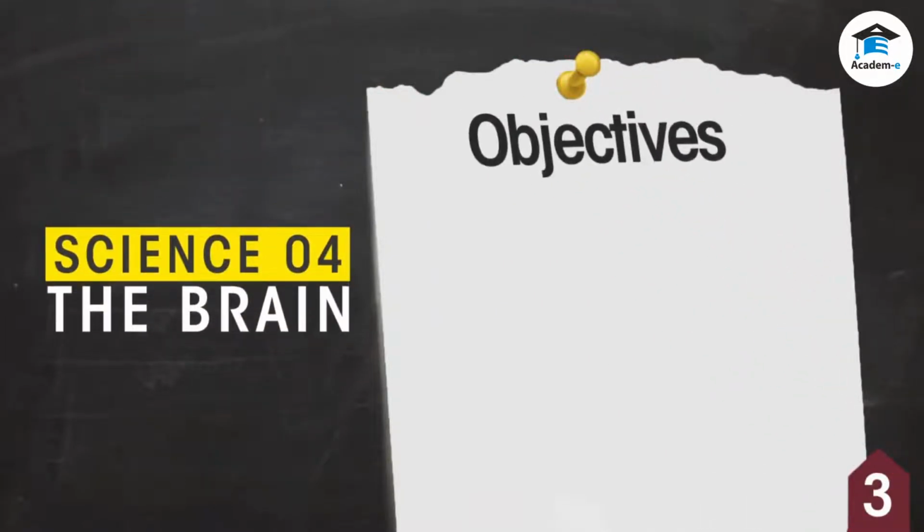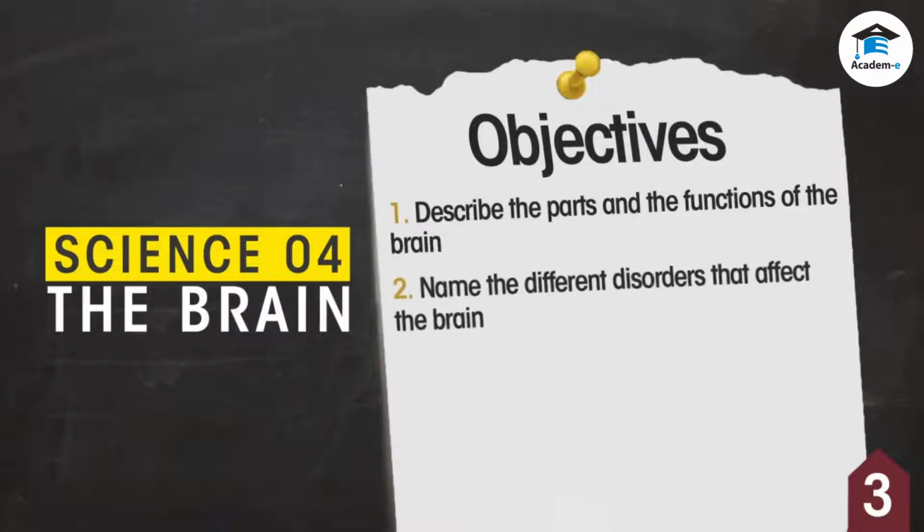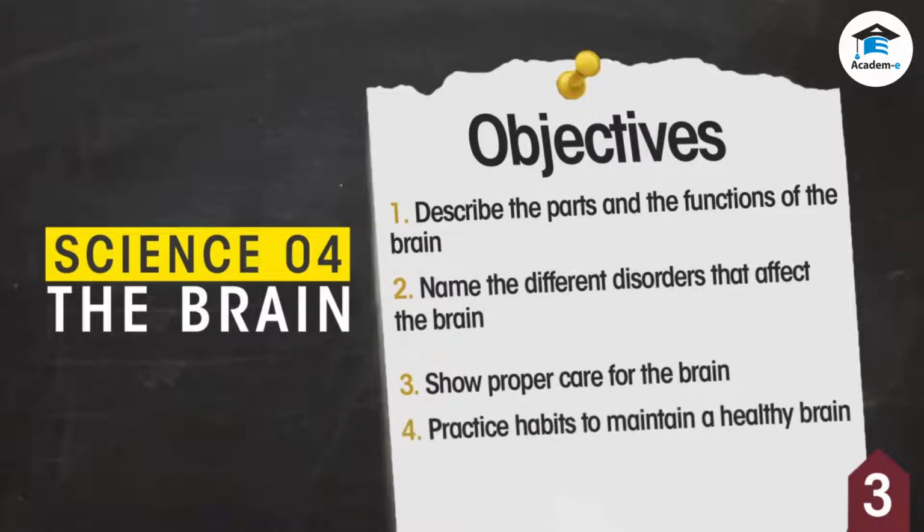Objectives: at the end of the lesson, you should be able to: 1. Describe the parts and the functions of the brain. 2. Name the different disorders that affect the brain. 3. Show proper care for the brain. 4. Practice habits to maintain a healthy brain.